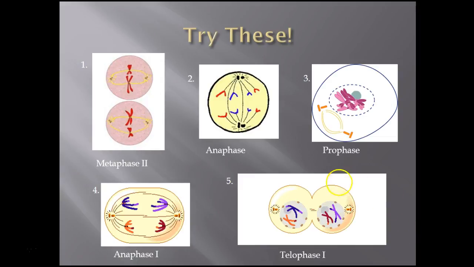That's telophase 1. You might say, well, I thought there were 2 cells there, but technically they haven't formed 2 cells yet. It's still pinching in, but you can see that you have pairs of chromosomes here. So that's telophase 1 of meiosis.